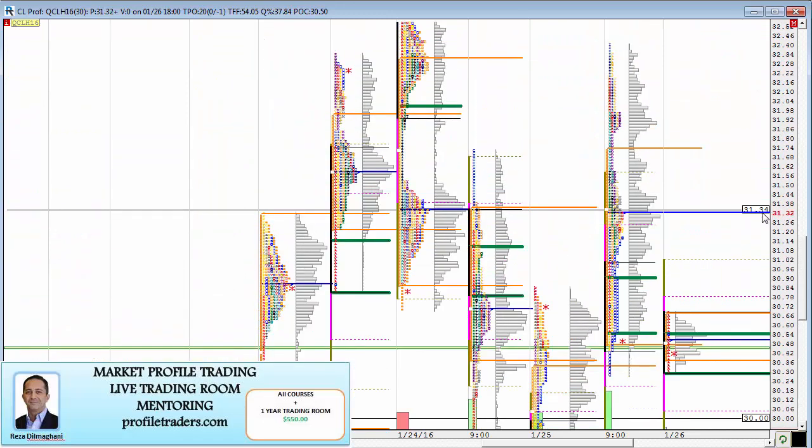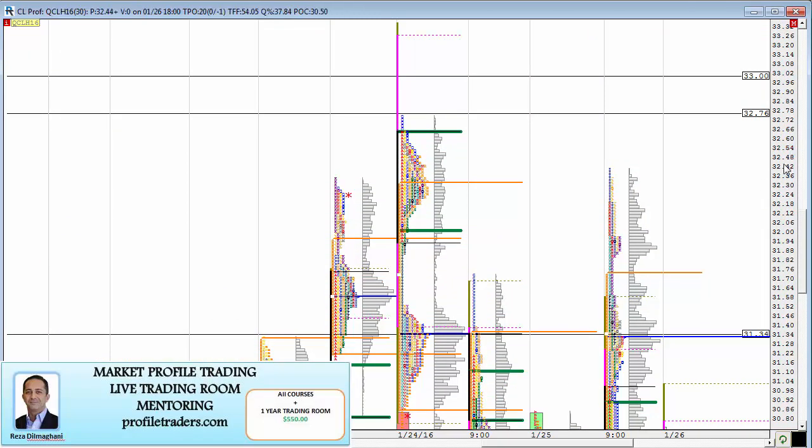If we do break 31.34, we will then have to deal with 32.5, and then obviously the 32.75, the high that we reached here and we rejected back down.